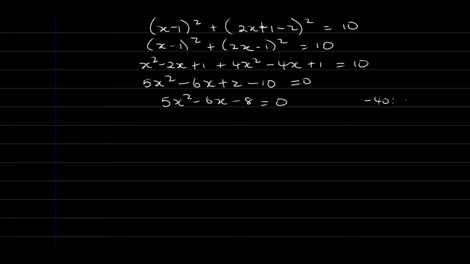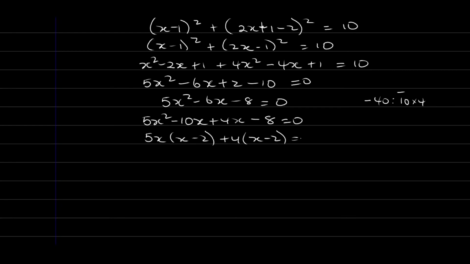We're looking for anything to give me that 6 in the middle when I add them. So I am thinking I'm using 10 and 4. If I have a negative 10 with a positive 4, I'll be able to get a negative 40, and if I add those two together, I'm going to get negative 6. So this here is 5x squared minus 10x plus 4x minus 8 equal to 0. And we're going to have here 5x into (x minus 2) plus 4 into (x minus 2) equals 0. And I'm going to have (x minus 2) and here (5x plus 4).